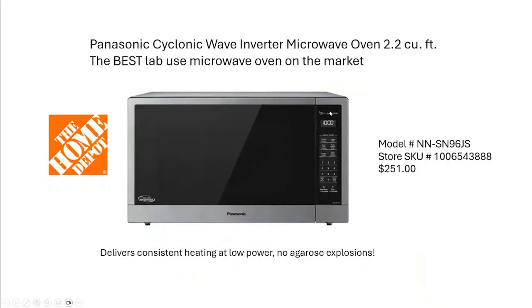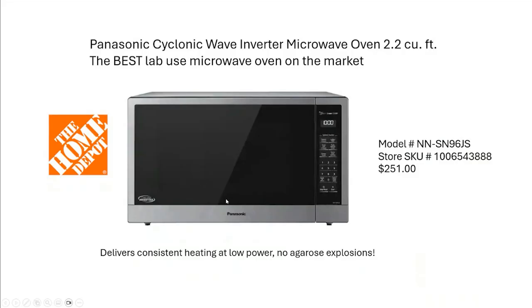And the microwave oven that I'm showing here, I found to be the best, and I strongly recommend. It's only $250. It's a great laboratory microwave oven. It's large, that if you're doing large samples, you could put a whole liter bottle inside. And what it does is it delivers constant heating at low power.